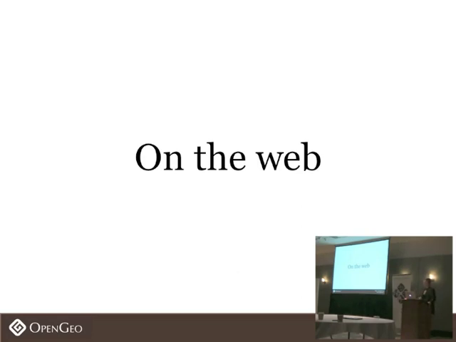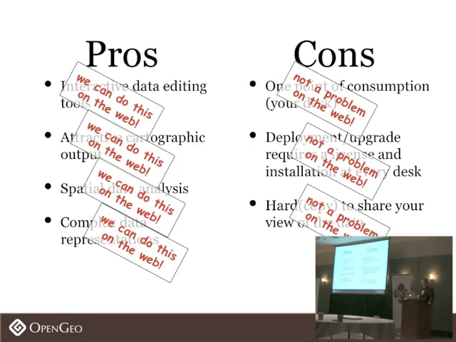Let's look at the pros and cons of GIS. Web technology, and it pains me to say this as the server guy, can now do almost everything we used to do on the desktop. It can do it cheaper, and it can do it more flexibly. So the pros: interactive data editing, we can do that on the web. Tim's going to show us some demos about that. Attractive cartographic output, we can do that. We don't have demos of printing, but you can print off the web. Spatial data analysis, we can do that on the web. Complex data representations, Martin's going to show us some demonstrations of that. We can do that on the web too.